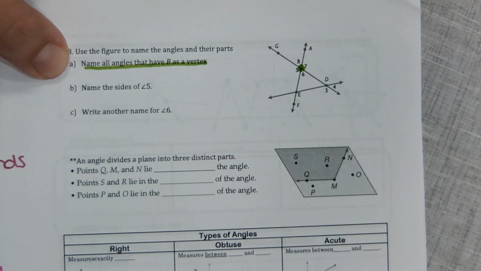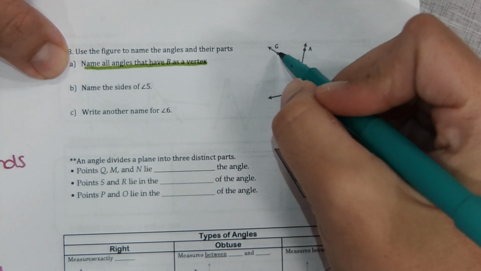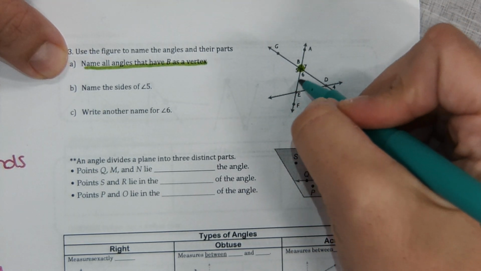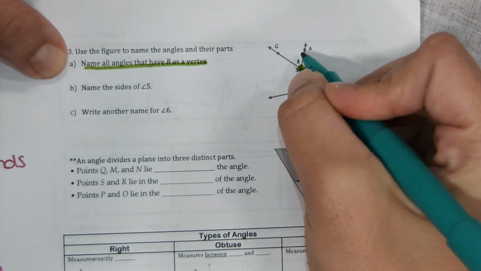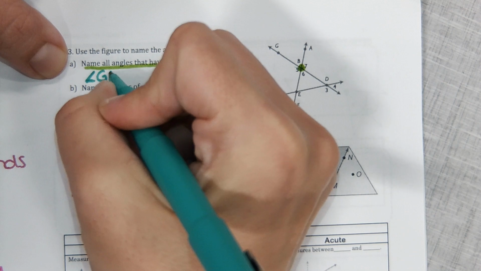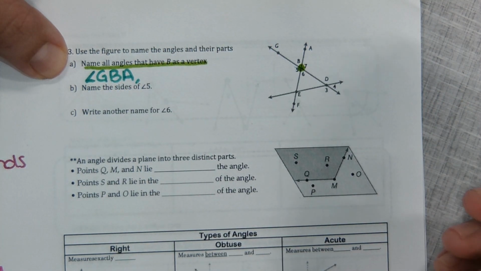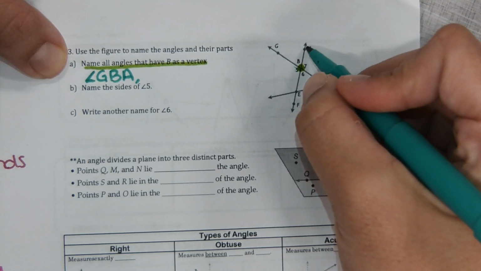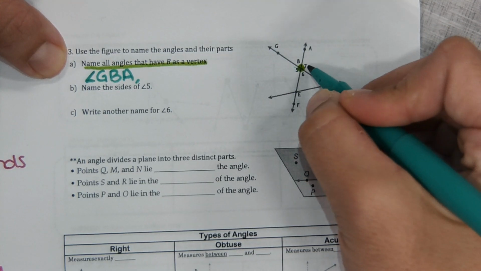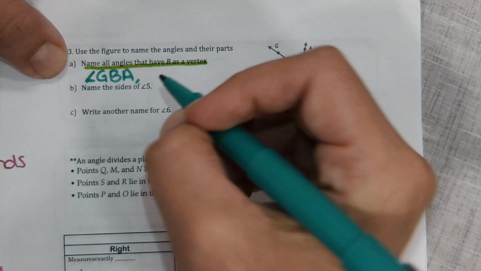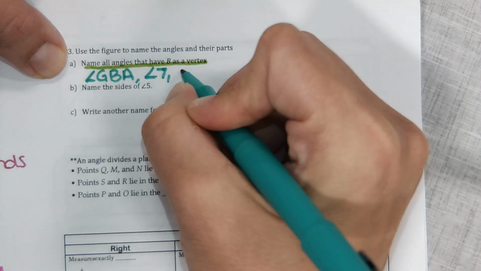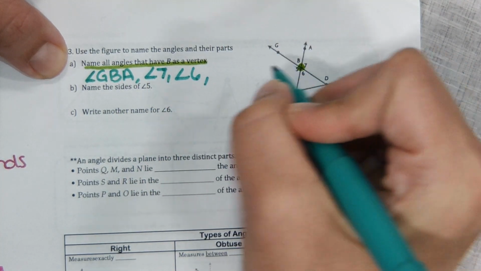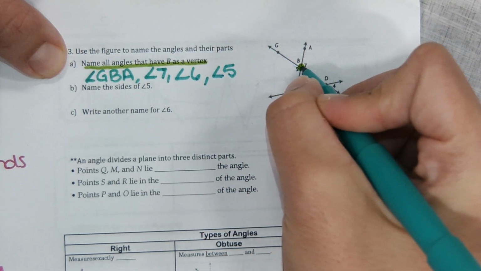It's right here. And so all the angles that have B as a vertex would be all the ones all the way around. So first I'll name this angle, angle GBA. And then this angle, I could name it by the points. I could say angle ABD, or I could just name it by this number here. It seems a little bit easier to just name it by the number. So I'll say angle 7, angle 6, and angle 5 all have vertex B.